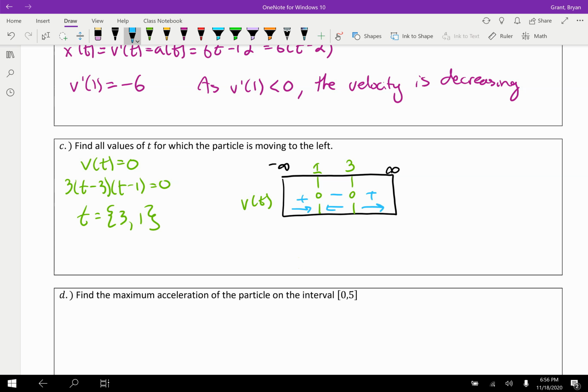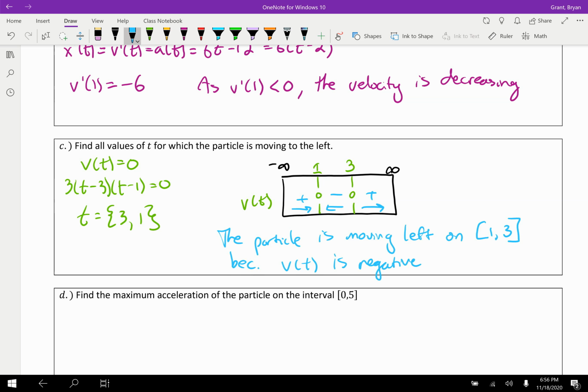To answer the question, find all values of t for which the particle is moving left, we would say something like this. The particle is moving left on 1 to 3. And as a reminder, it doesn't matter if you're open or closed here. They do not care about your interval. I tend to do closed, but you could use open. You'll be fine. It's moving left on that interval because v of t, well, what was the giveaway? I think v of t was negative there, right? Because v of t is negative.